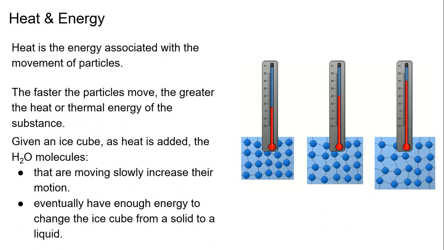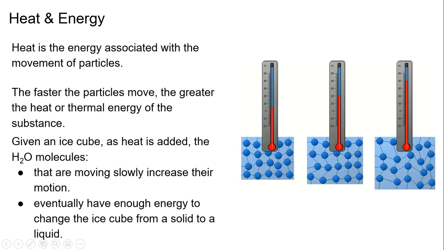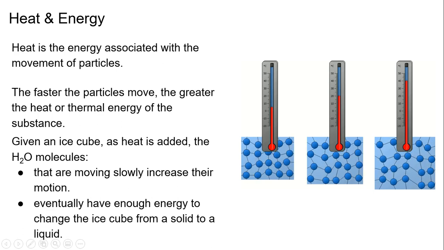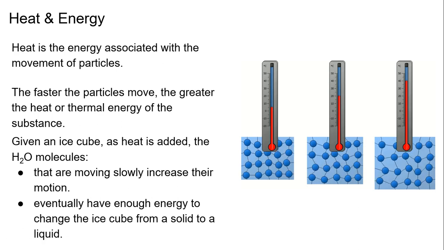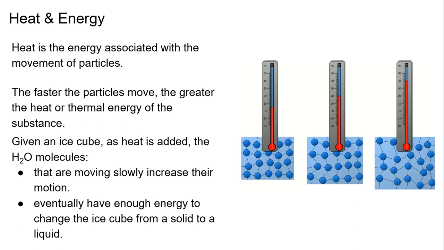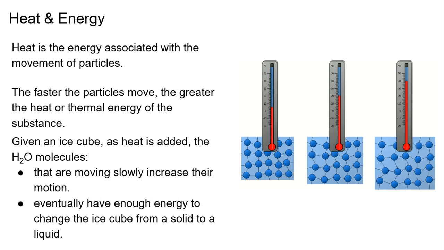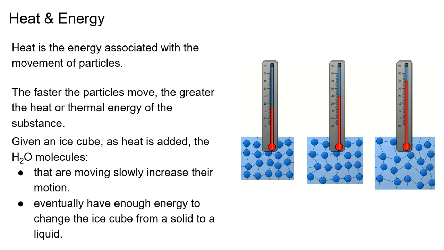And the more that they move, the more friction they give off, which causes the temperature to rise until eventually this agitation becomes so strong that these bonds break. And you can see the temperature goes even higher. So given an ice cube, as heat is added, the water molecules are moving slowly. But given enough energy, the attraction that keeps them together will break off. They'll still be water molecules, but they won't be as attracted to another water molecule, and they'll become a liquid.